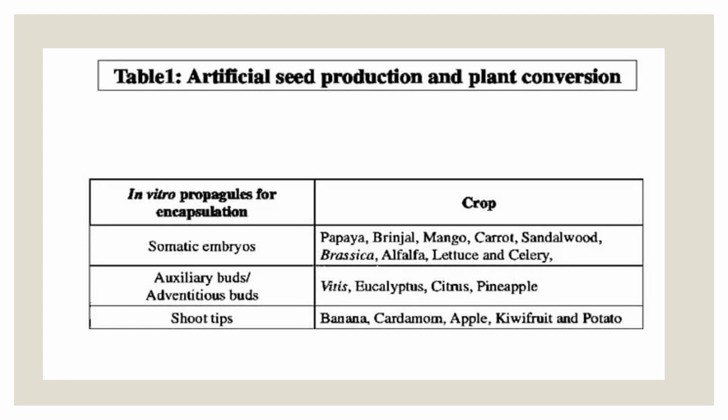Here is artificial seed production and plant conservation from somatic embryos. The crops that can be conserved include papaya, brinjal, mango, carrot, sandalwood, brassica, alfalfa, lettuce, and celery, through conversion of somatic embryos. In axillary buds and shoot tips, eucalyptus, citrus, pineapple, banana, cardamom, apple, kiwi fruit, and potato can be done.